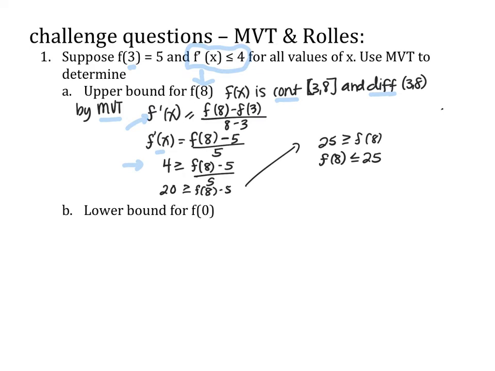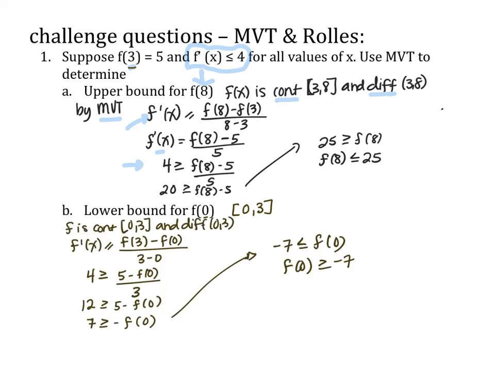So try the same thing with f of 0. You'll notice in this case, if I'm using f of 0 and what I know about f of 3, that I'm talking about the closed interval from 0 to 3. So stop the video and try setting that one up.